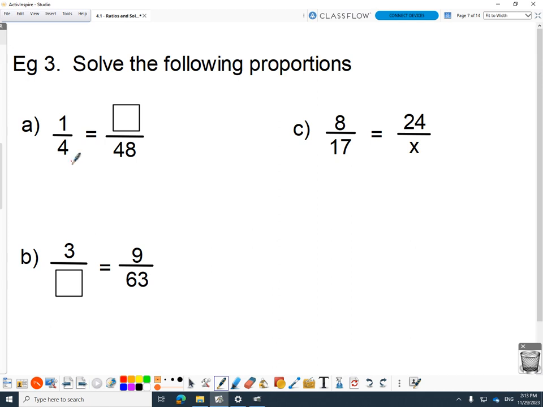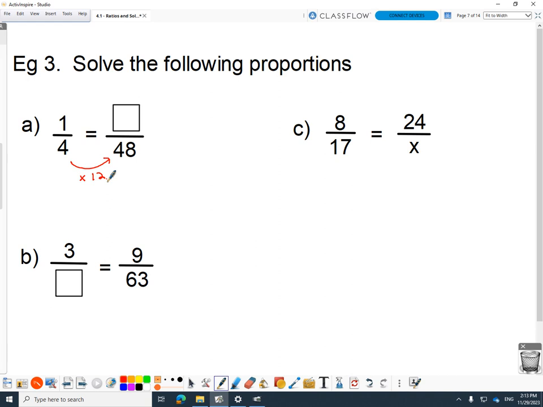4 times 10 is 40, and to get 48, you need to add 8 more. Which is 4 times 2 is 8. So I got 12. He worked it out in his head that 4 times 12 is 48.